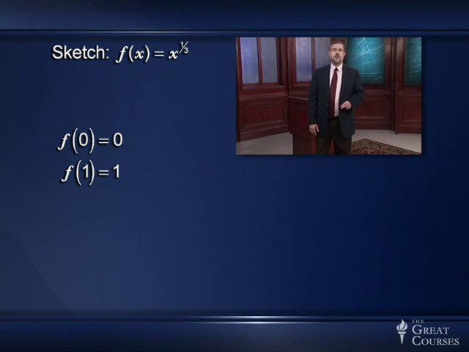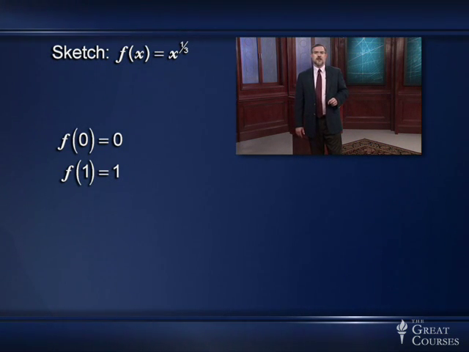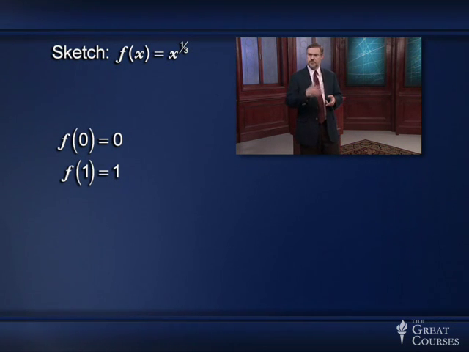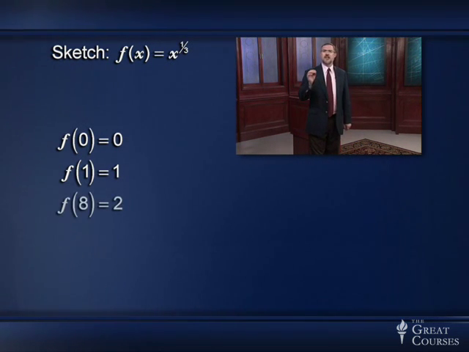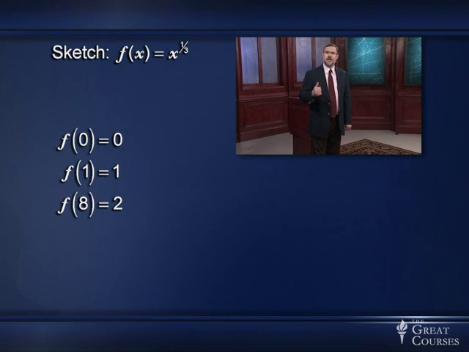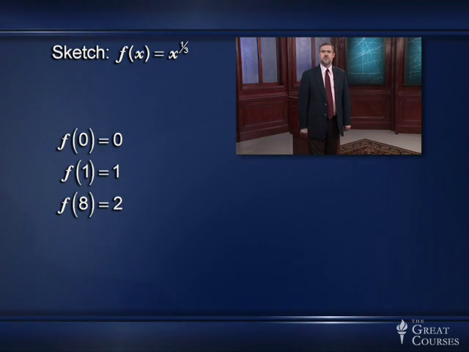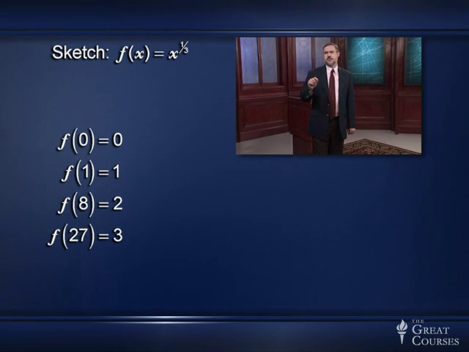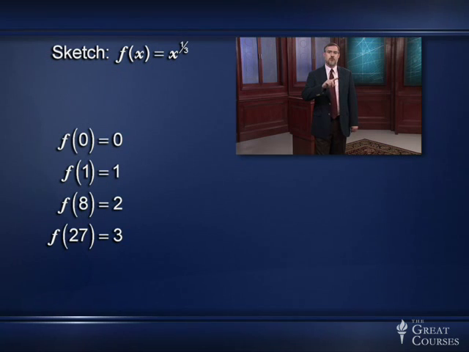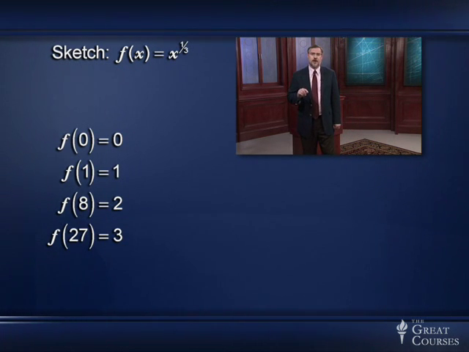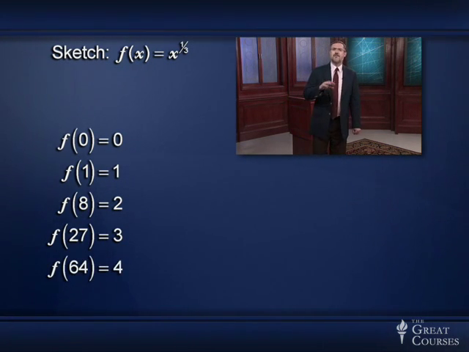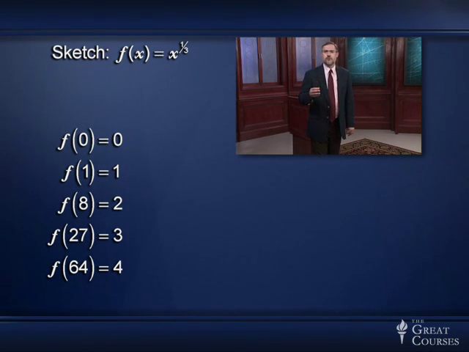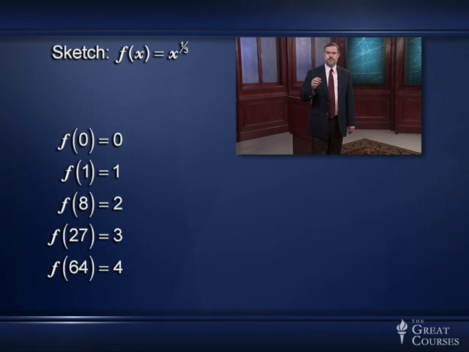And now let me suggest we plot a few more just to get a feeling for what the graph looks like. We know f of 0 is 0. We should have already plotted that point. And f of 1 is 1. Again, we should have that one plotted. Notice that f of 8 equals 2. We did that a moment ago. 8 to the 1/3 equals 2. Since 27 to the 1/3 equals 3, I know that f of 27 equals 3, which means I now have the point (27, 3) on my graph. And lastly, for now, f of 64 is 4 because the third root of 64 is 4.